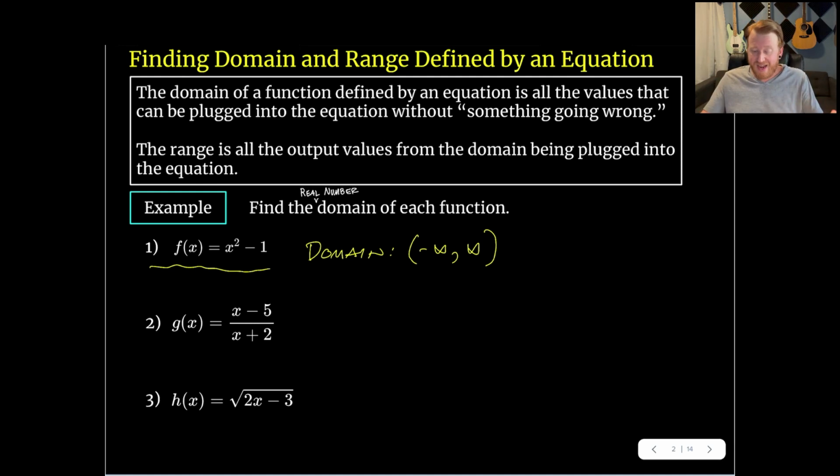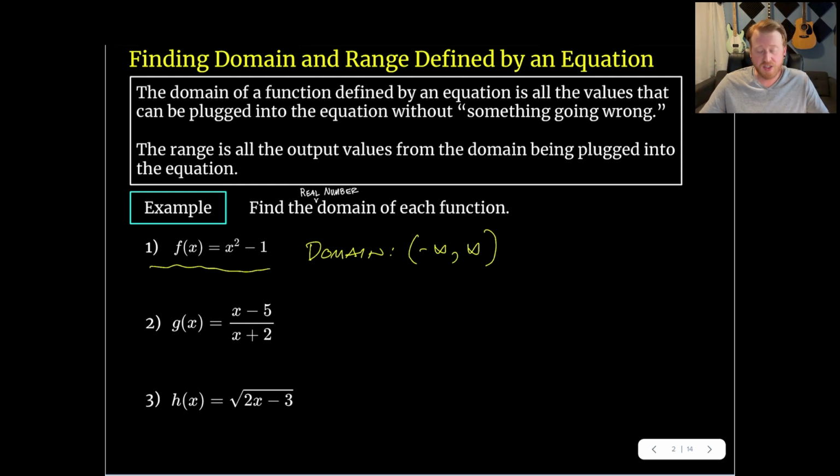But we can never attain those values. So what I'm getting at is sometimes we would use these brackets on the end to indicate that there is inclusion of the endpoints. But we cannot include negative infinity or positive infinity. So our domain here is open parentheses from negative infinity to positive infinity.